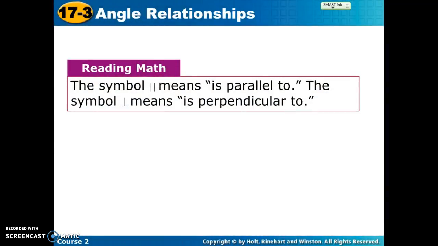All right, so we have some symbols that we need to make sure we're aware of. The parallel symbol is two lines just like this. They look like railroad tracks there. When you see that, that means parallel. The perpendicular symbol is like an upside down T, capital T there. That means that the two lines are perpendicular to one another.